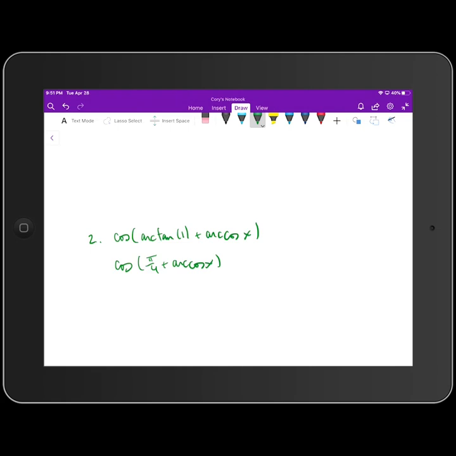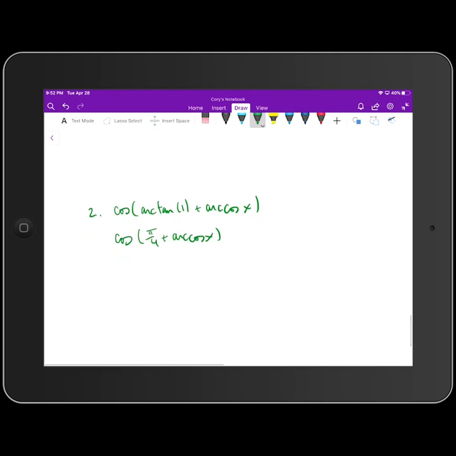And then I'm going to use the sum formula to rewrite that expression. So that's going to be the cosine of the first times the cosine of the second, and then we take the opposite of the sign, which is going to be minus the sine of the first times the sine of the second.